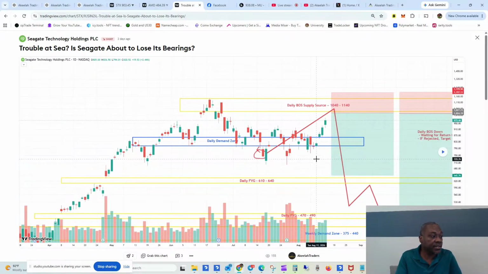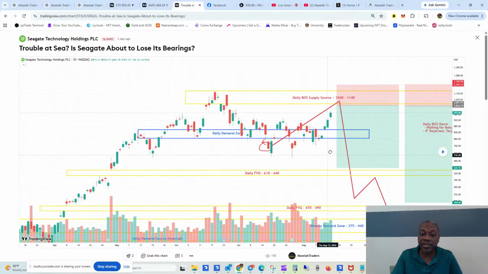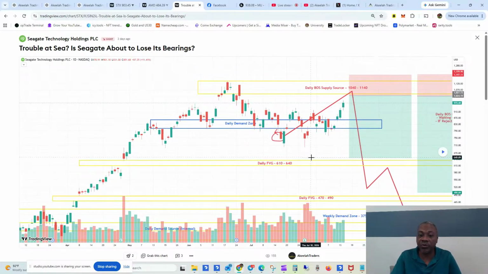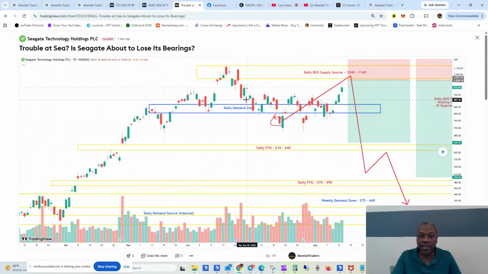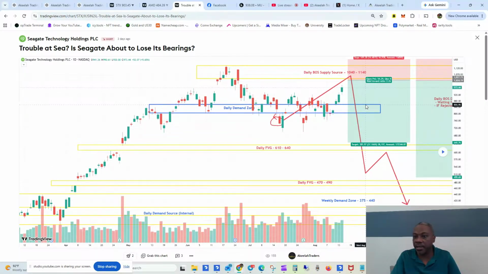Now, if it does, at the time, this is the mindset. If it does, these are already identified structural areas as to where it's most likely to go. The first test, like these others, is going to be to come back to this demand zone area. So this is going to be 855, 856, somewhere 860-ish area. That will be the first test if we get this rejection.